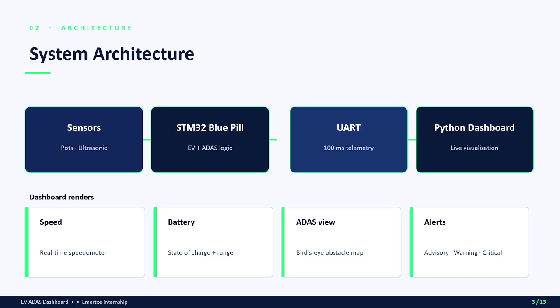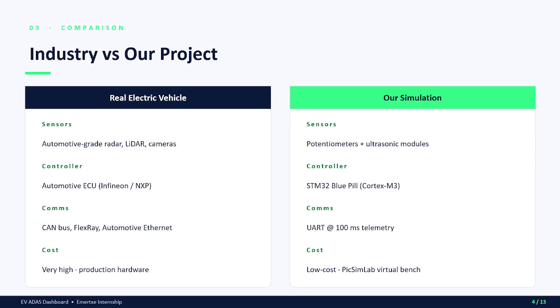System architecture. The system starts with sensors that provide input to the STM32 blueprint. The controller processes the data using EV control and ADAS algorithms and sends it through UART. The Python dashboard receives this data and displays speed, battery status, range, and safety information in real time.